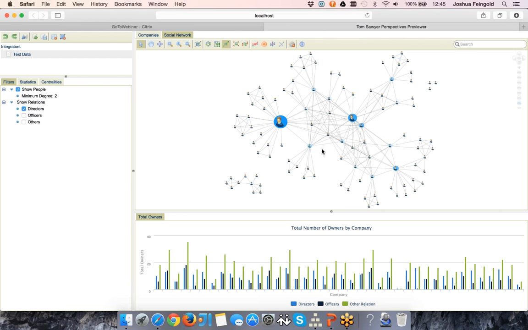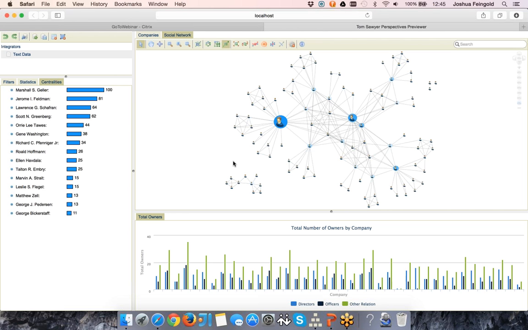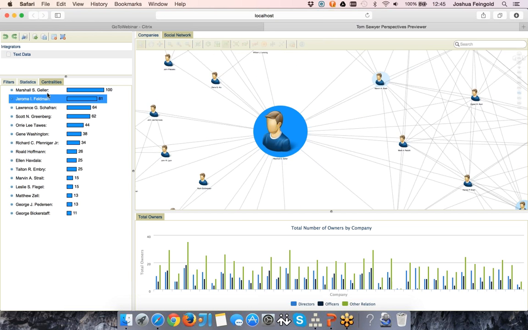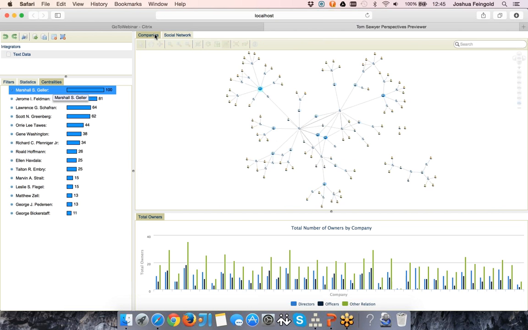This shows which individuals within the network lie on the most shortest paths between other pairs of individuals on the network. So here's this Marshall Geller and Jerome Feldman. Right? Are these kind of 2 fancy movers and shakers here?